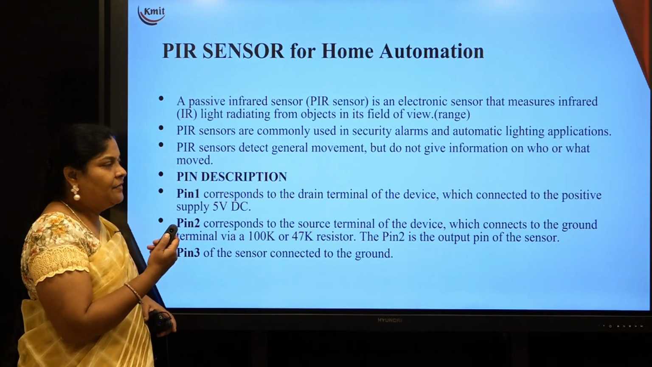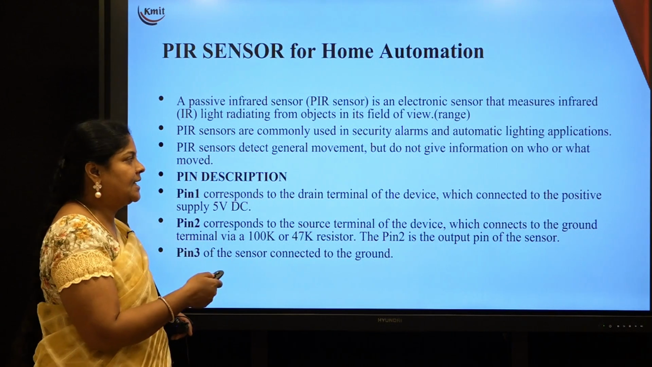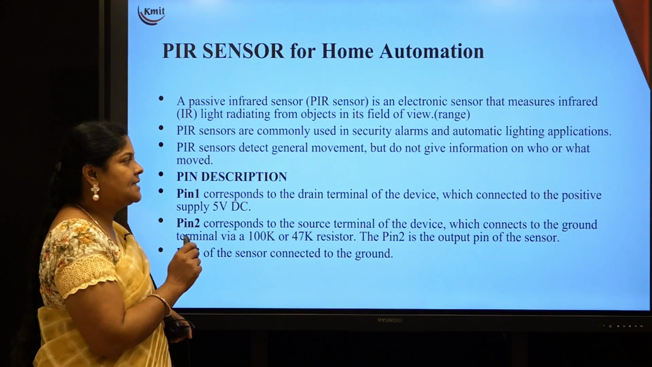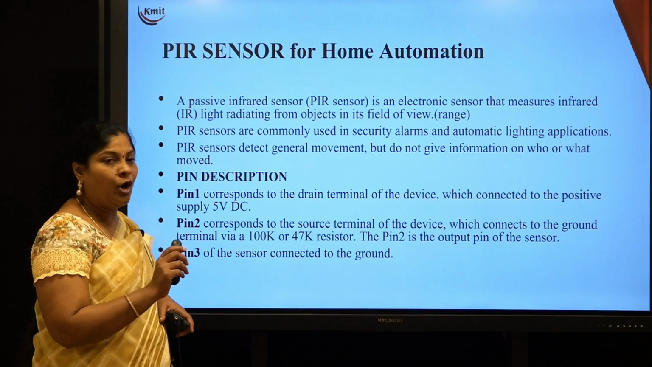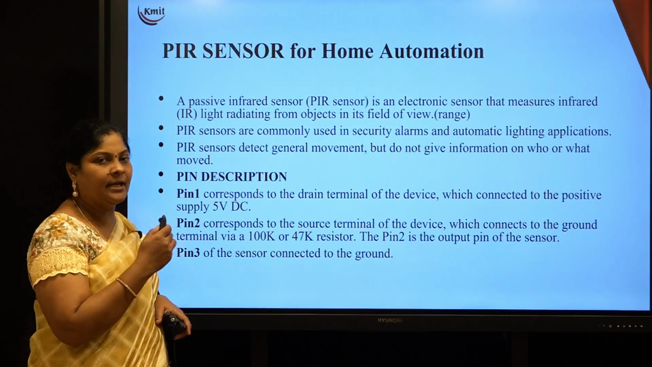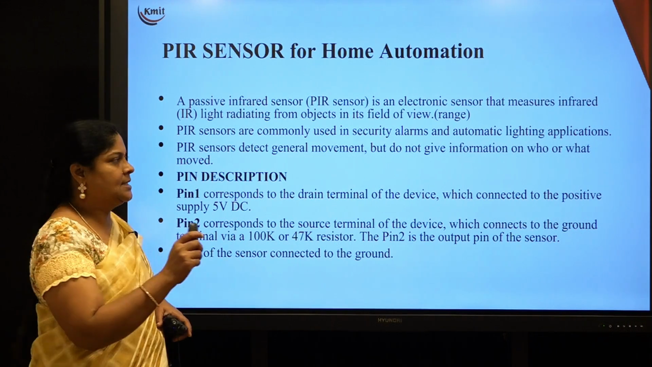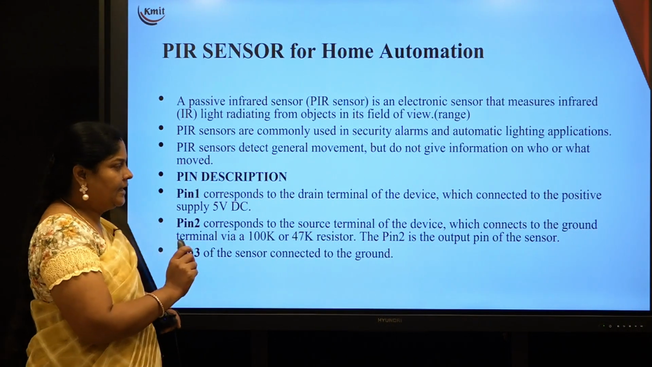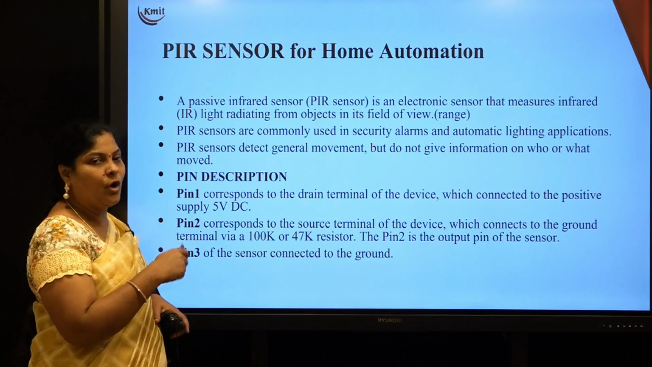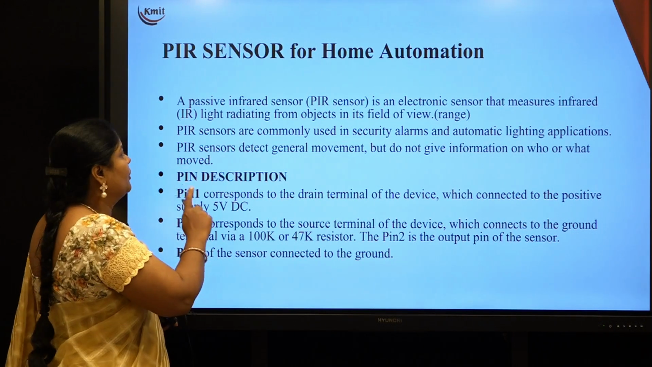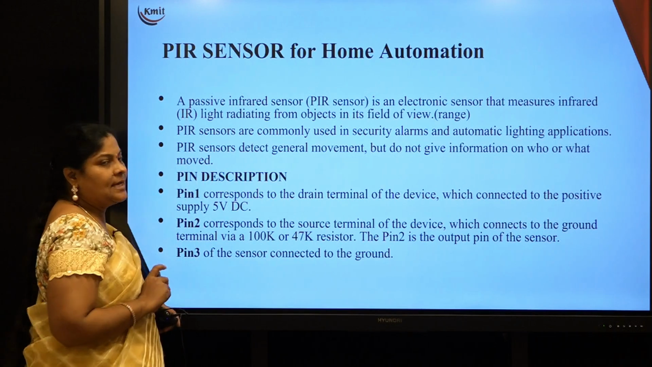Why? Because if any person comes inside a particular room, the PIR sensor will detect some object. Particularly it will not detect a person or an animal specifically, but whatever object comes in its detection area, it will detect and make the light turn on in that particular room. In order to get that, we are using the PIR sensor.